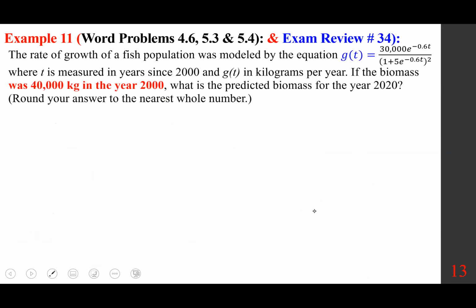Let's look at this example. We've already done that in our lecture. The rate of growth of a fish population was modeled by the equation G of T equals 30,000 e to the power of negative 0.6t over 1 plus 5 e to the power of negative 0.6t quantity squared, where T is measured in years since 2000, and G of T in kilograms per year. If the biomass was 40,000 kilograms in the year 2000, what is the predicted biomass for the year 2020, rounded to the nearest whole number?